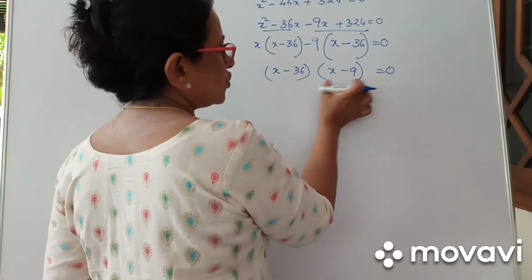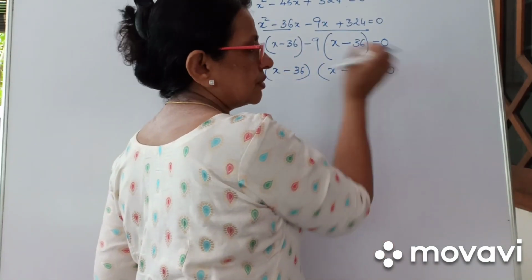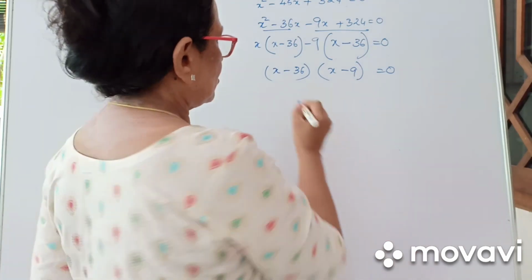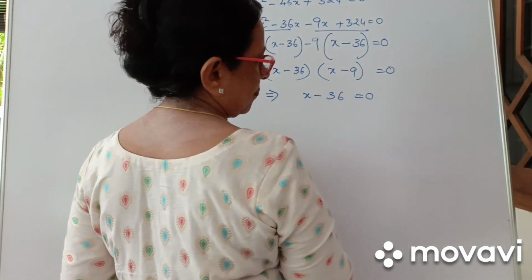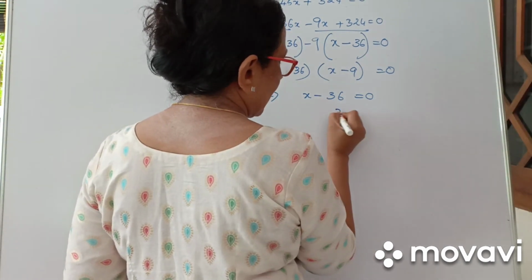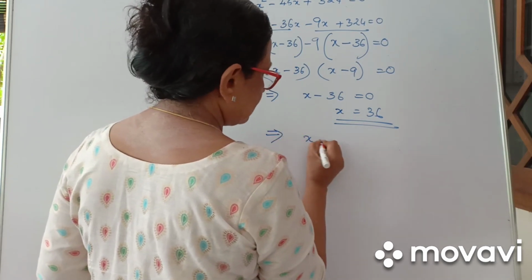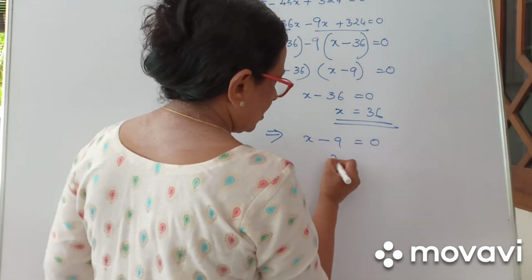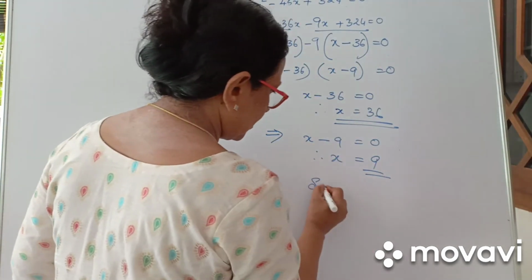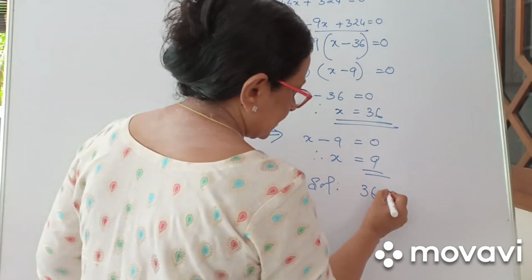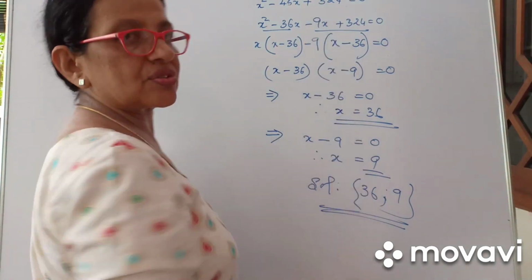Now the product of these two brackets equal to 0 means either this bracket is equal to 0 or this bracket is equal to 0, or both the brackets are equal to 0. So that implies x minus 36 equal to 0, that is x is equal to 36. Also it implies x minus 9 equal to 0, therefore x is equal to 9. So the solution, 36 and 9, is your solution. Only this much.